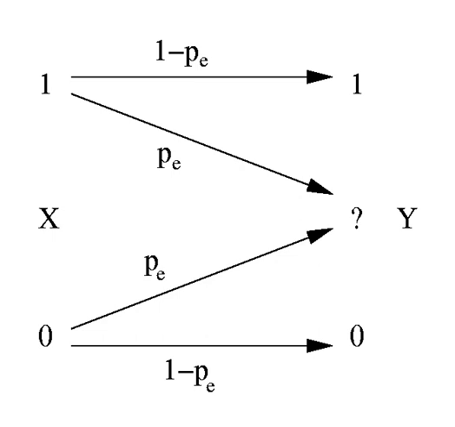This is often recalculated as the divergence from the product of the marginal distributions to the actual joint distribution: I(X;Y) = D_KL(p(X,Y) || p(X)p(Y)).